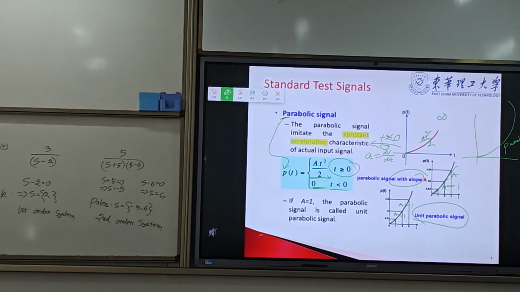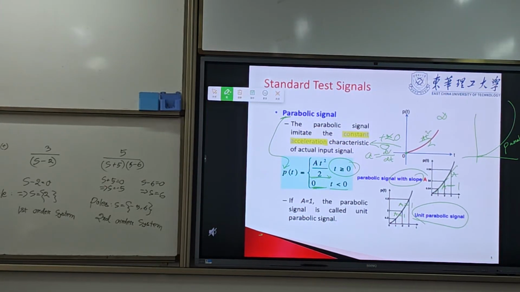Because input changes in a random fashion, and this random fashion is categorized by 4 different characteristics: sharp change, step change, constant velocity, constant acceleration. And based on these 4 characteristics, 4 different signals are defined. So we need to use all the 4 signals for the 4 different characteristics.